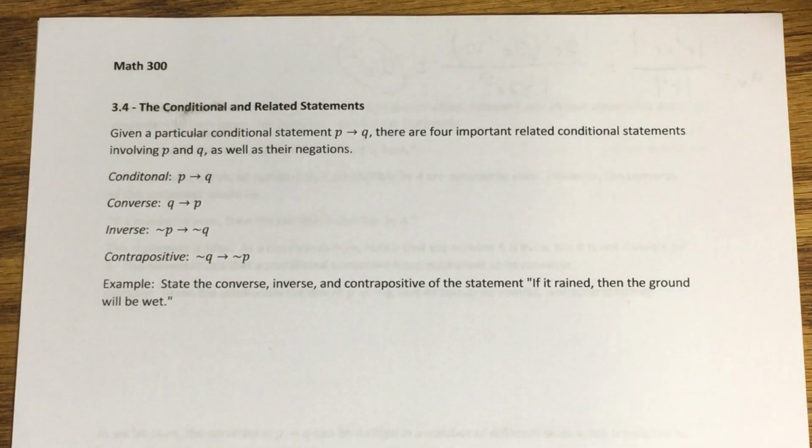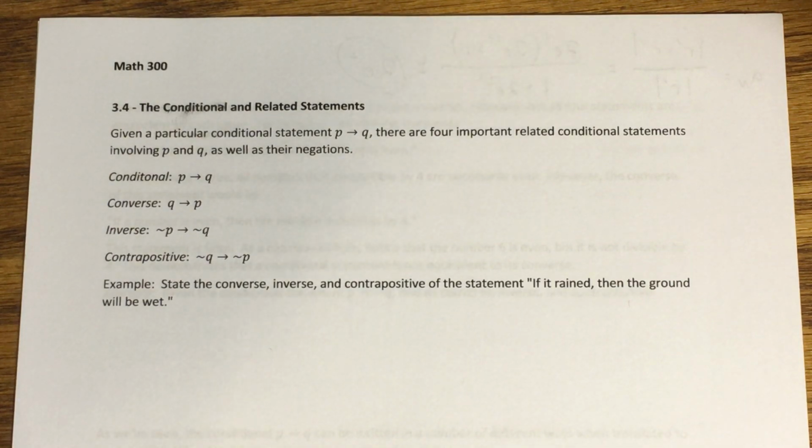All right, section 3.4, we're talking a little bit more about the conditional, which was the main topic of 3.3, and statements that are related to the conditional. Where this topic comes up a lot is in math, in particular when we state a theorem. A theorem in mathematics is just a fact, a mathematical fact that has been proven. And oftentimes theorems come in the form of conditionals, if-then types of statements.